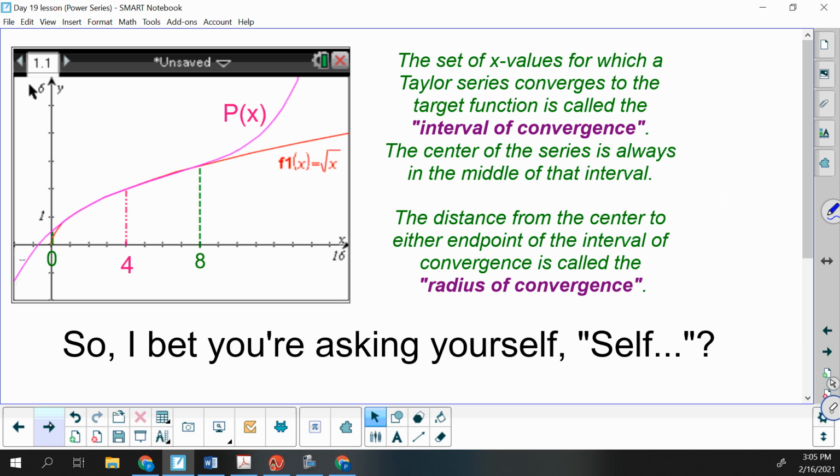So the set of x values for which a Taylor series, so Taylor series again means it's going to infinity, will converge on our function we're trying to represent is called its interval of convergence. The center of the series is always right in the middle of that interval. So like in the square root example, 4 would be our center there. And the distance from the center to either of the endpoints of the interval is called the radius of convergence. So you might be asking, well, that's all great, but how do you actually figure out what that interval is?